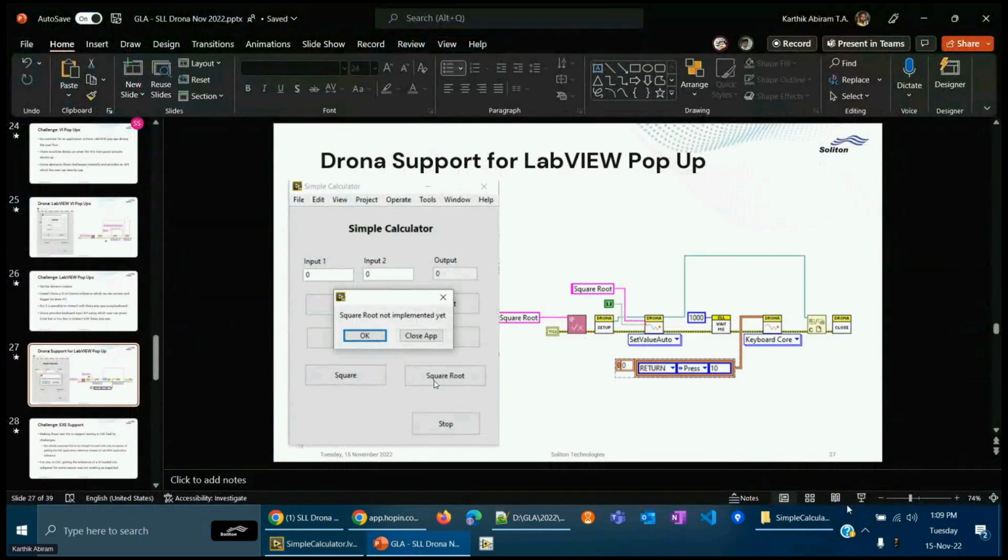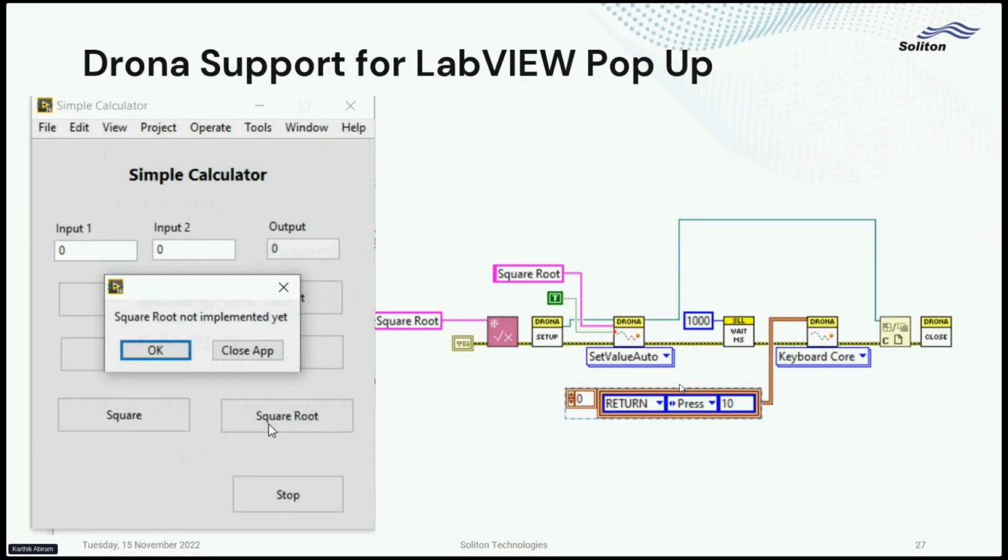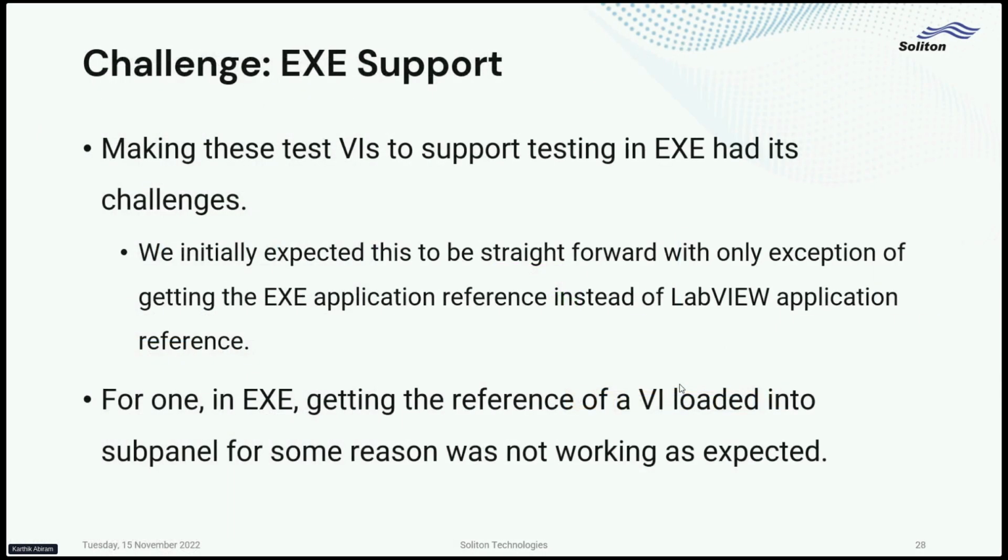Next, coming back to the slide, the next major challenge is the EXE support. This is something where we tried multiple things, and one prototype that Yakiti and Sai did, and we were able to get an initial version working just this weekend. We thought it should be pretty straightforward: we have an application reference and a VI reference, so instead of getting the current LabVIEW application reference, we get the reference of the EXE, and then we are all good, right? That's what we thought, but unfortunately that was not the case.